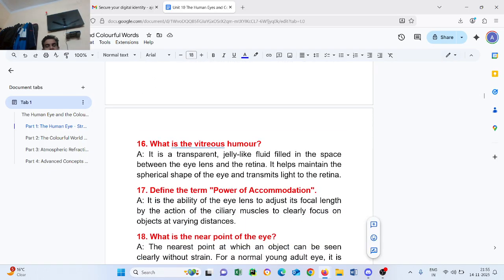Question number 17. Define the term power of accommodation. It is the ability of the eye lens to adjust its focal length by the action of ciliary muscles to clearly focus on the object at varying distance.